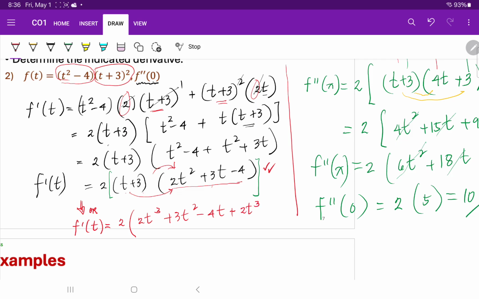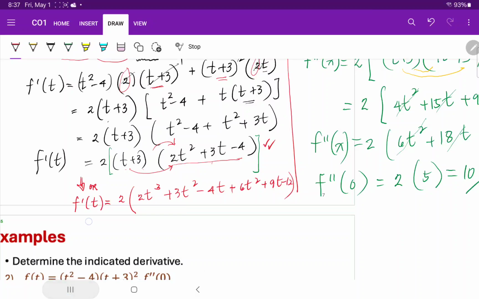We are distributing 3. So 6t squared. We distribute 3. So 6t squared plus 9t minus 12. Alright? Again, 2t cubed plus 3t squared minus 4t, then 6t squared plus 9t minus 12.